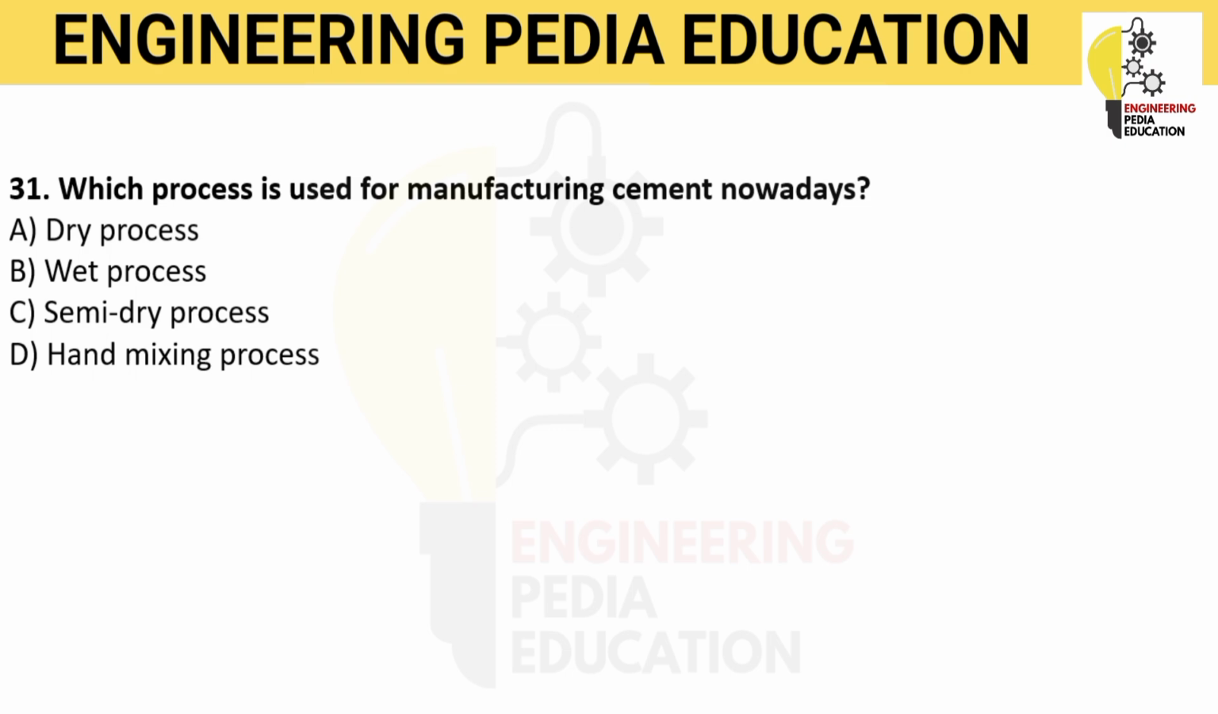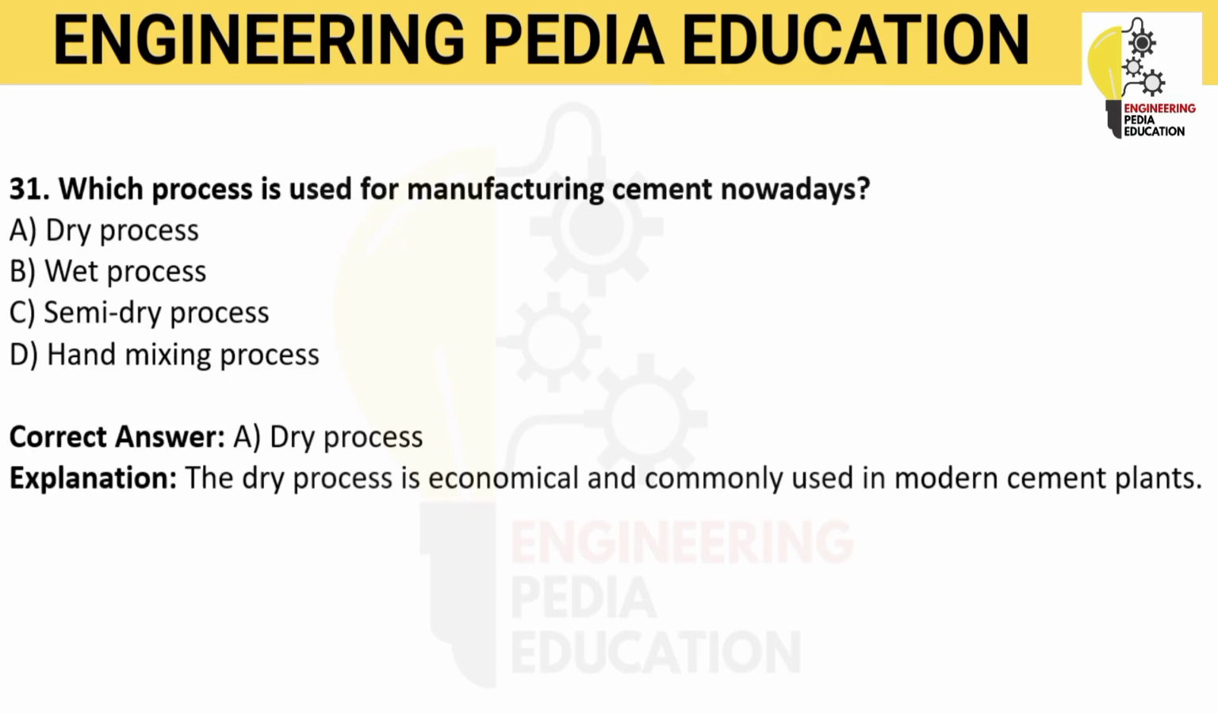Which process is used for manufacturing cement nowadays? Dry process, wet process, semi-dry process, hand mixing process. So the correct answer is dry process. The dry process is economical and commonly used in modern cement plants.